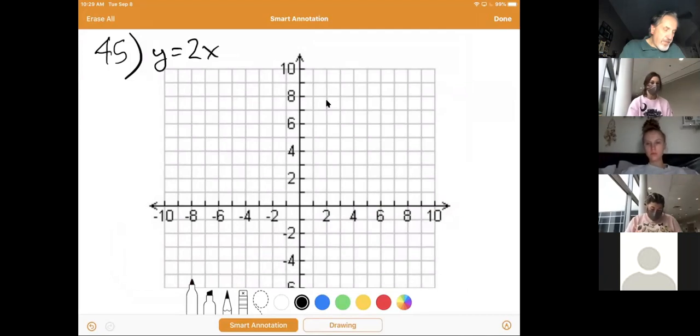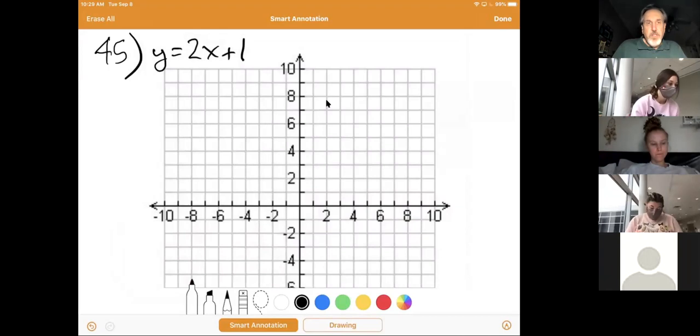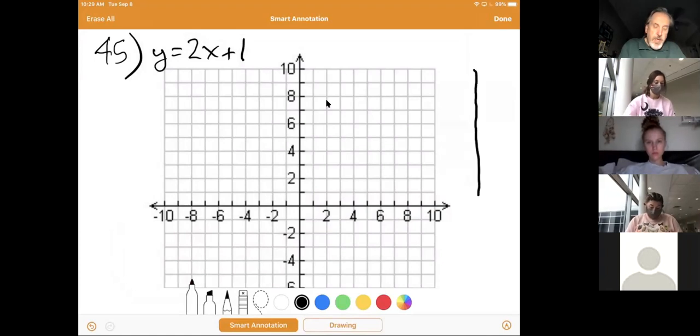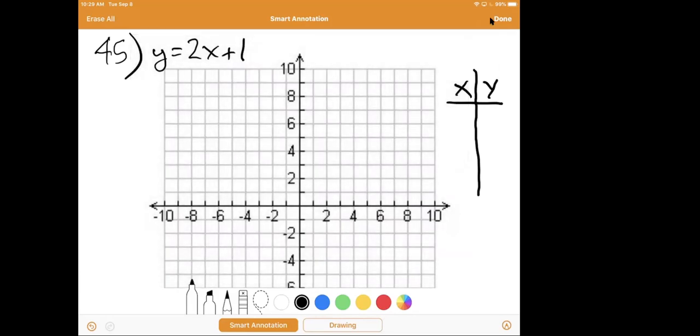Problem number 45 says y equals 2x plus 1, and we want to graph this line. Now, a graph is just a picture of that equation, all right? And the way that we're going to graph this line is we're going to plot points. That's what the instructions say. So what you need to do to plot points is to create a table of values. We're going to create some ordered pairs or points. And we're just going to pick some values for x, and then we're going to plug them into the equation.